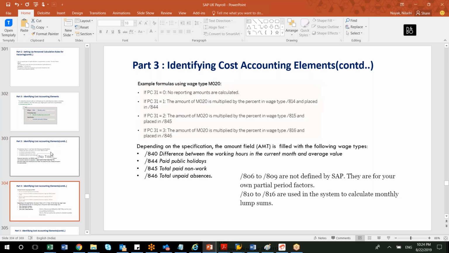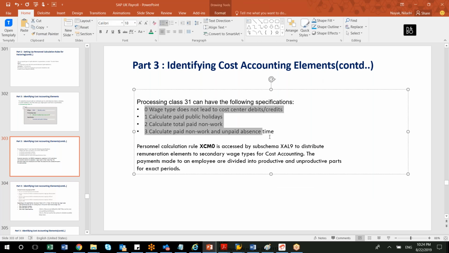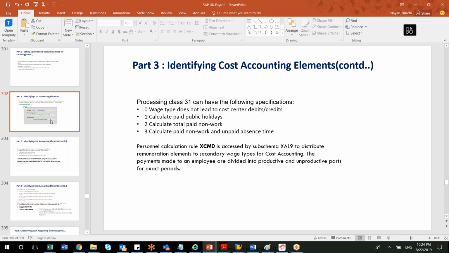So the meaning of 0 here, as I was explaining with this specification, is that when processing class 31 equals 0, the wage type will not have any kind of split. In that case, for the cost center debit and credit, there will be no such things. Suppose the processing class 31 equals 1, as explained in this screenshot. What will happen?